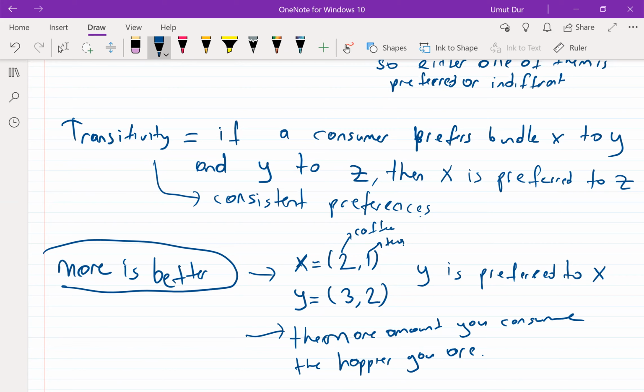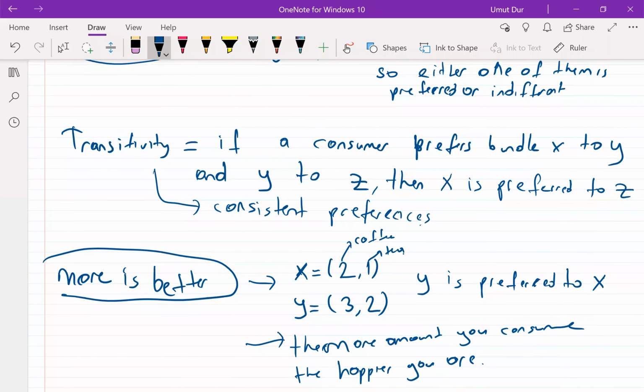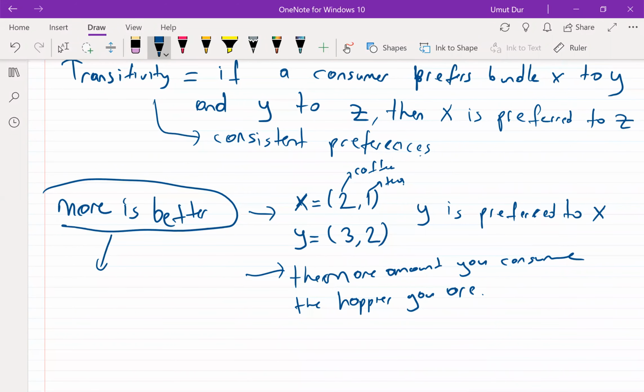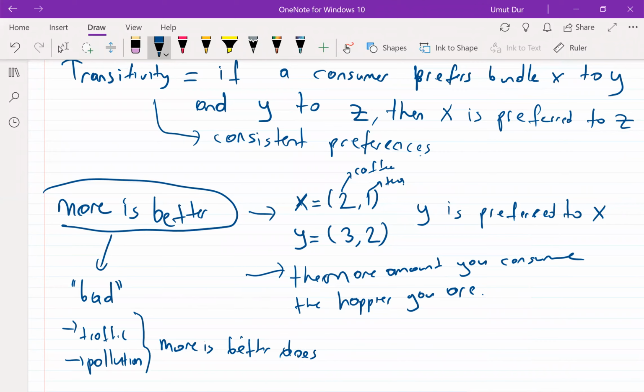So I think we will not be covering that chapter. But if the good is bad, like traffic or pollution, something like that, more is better does not hold. But for the goods that we are considering here, the commodity goods, or the goods that we will be interested in, this more is better relation will always hold.